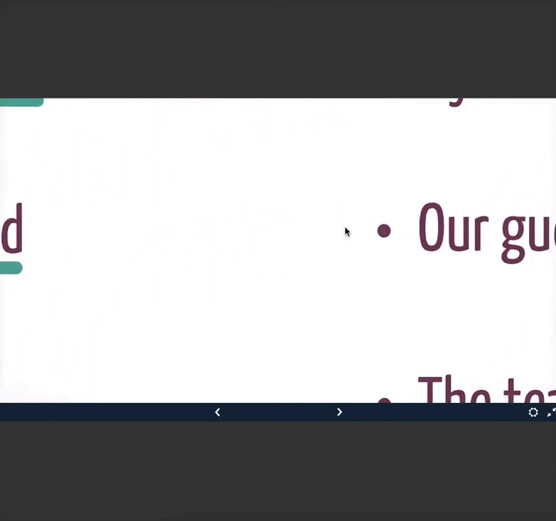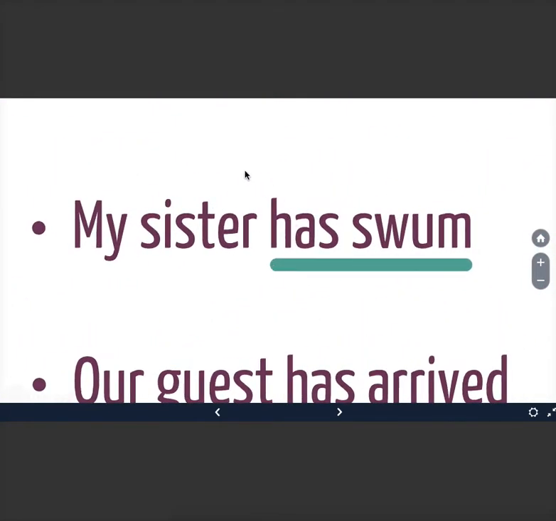Let's go with the next example. My sister has swum. So, my dears, subject, my sister, singular, she, so my auxiliary verb, my helping verb is going to be has. And look at this verb, swim. What's the infinitive form of this verb? Swim.